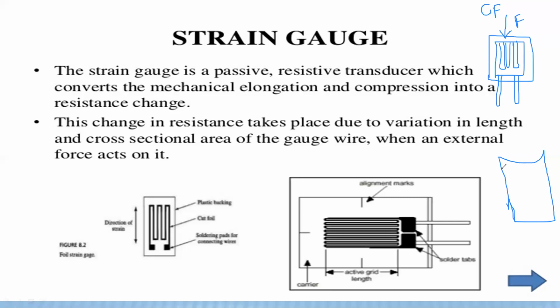It has an elastic nature. Whenever we apply force on that area, it is compressed, or tensile forces act on it. The mechanical energy is converted into electrical resistance, and electrical resistance is developed in that strain gauge.